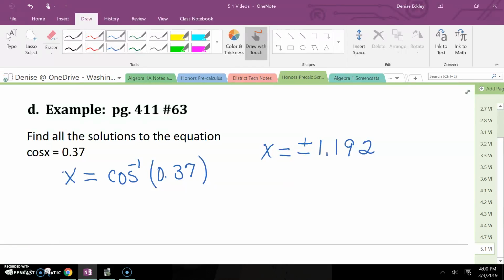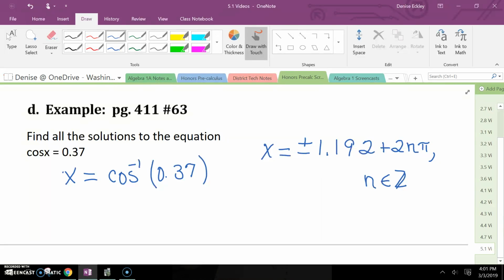1.192. Then I'm going to add to it each trip around the unit circle, or just around the circle, 2 pi around to get back to 1.192. So that means that can happen an infinite number of times. So again, I'm going to introduce the n, and I'm going to say that again, n is an integer, so it belongs to the set of integers. So that is going to be the solution.